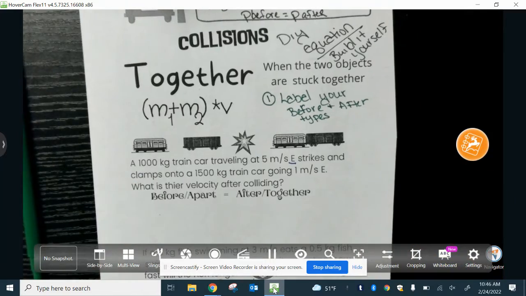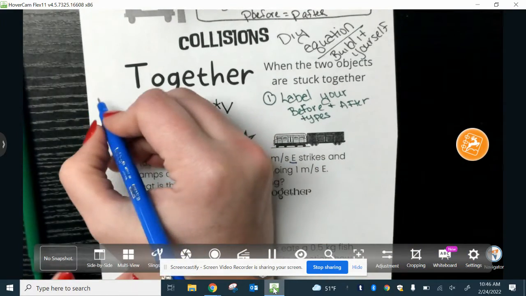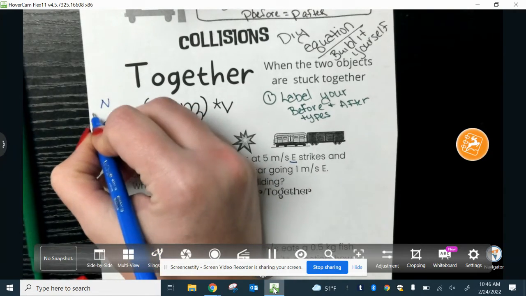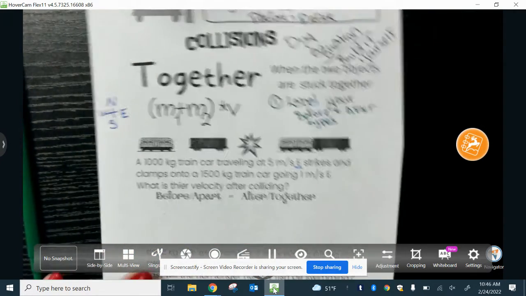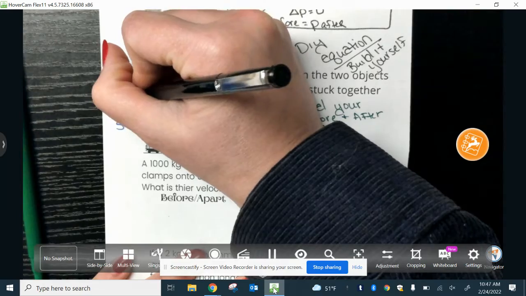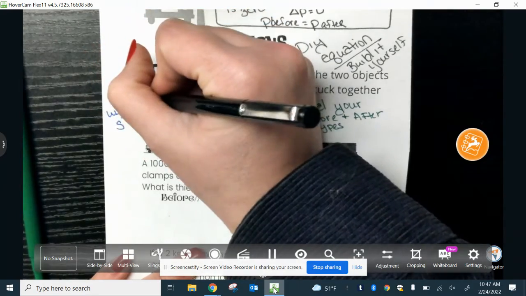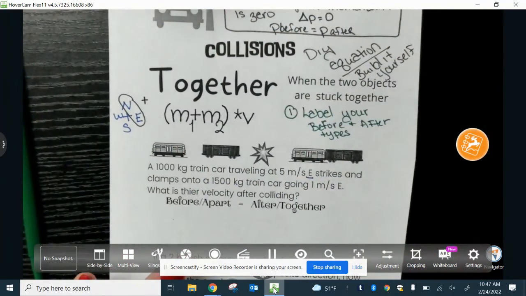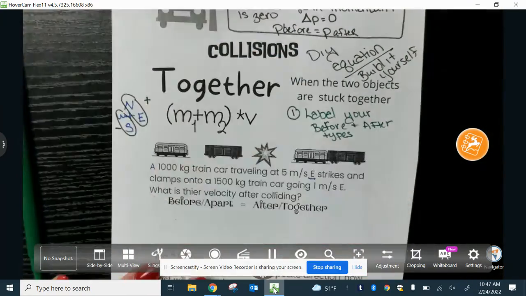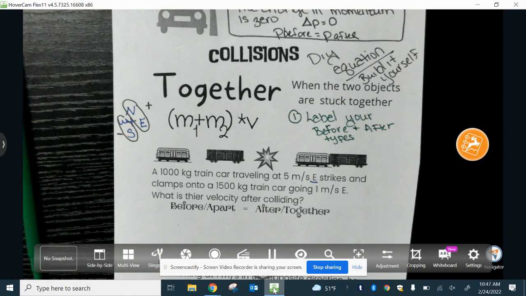Let's review our directions here. Never, ever, and then whatever you're taught. You have north, east, south, and west. Just as a refresher, we consider both north and east to be in the positive direction and west or south to be negative. That's why we say to the right is positive, to the left is negative. So in this case, it's giving us east, so it's going to be a positive velocity.